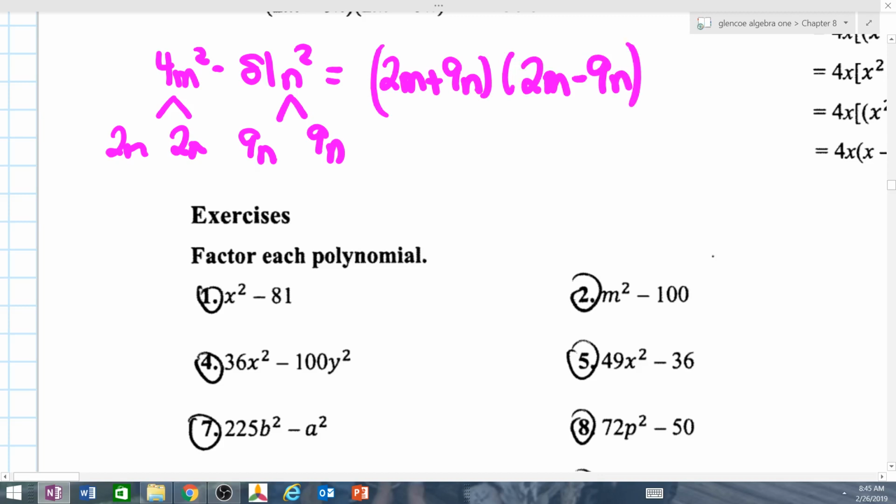Somebody foil that real quickly. You should get back 4m squared minus 81n squared. Two m times 2m is 4m squared. You would get a negative 18mn, and then a positive 18mn, which cancels, and then a negative 81n squared. Okay?